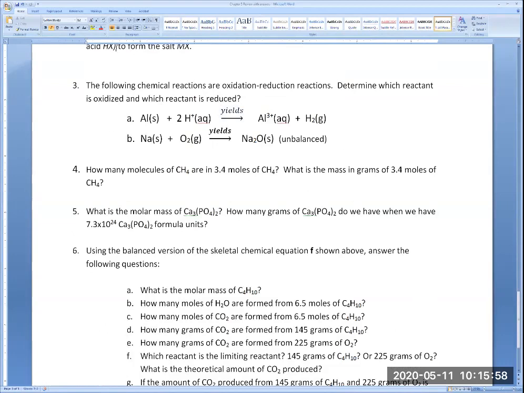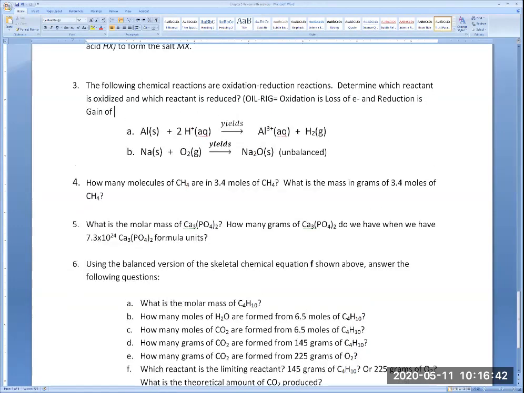Oxidation-reduction reactions are reactions where you have an oxidation occurring at the same time that you have a reduction occurring. To remember what is what, we have an acronym, OIL RIG. Let me write it here. Oxidation is loss of electrons, it's implied that it's of electrons. And R is reduction, is gain of electrons. So we have this acronym to remember that oxidation is loss of electrons and reduction is gain of electrons.